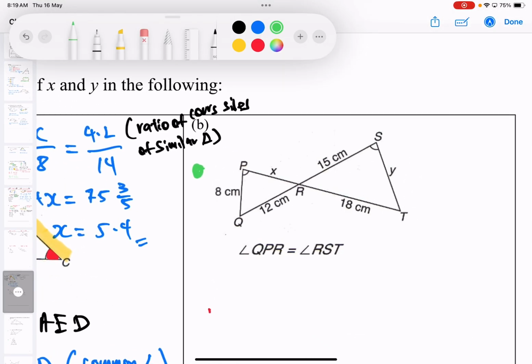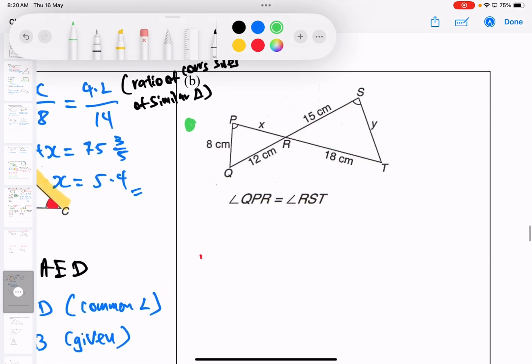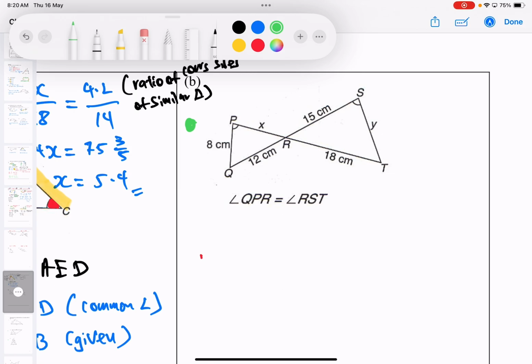Questions when they do not tell you that they are similar. That means they do not tell you that these two figures in this diagram are similar. You cannot just assume that they are similar. You have to start by proving that they are similar before you can go on to the ratios of the corresponding sides. Got it? Okay, so for question 3, you would need to first prove that they are similar.